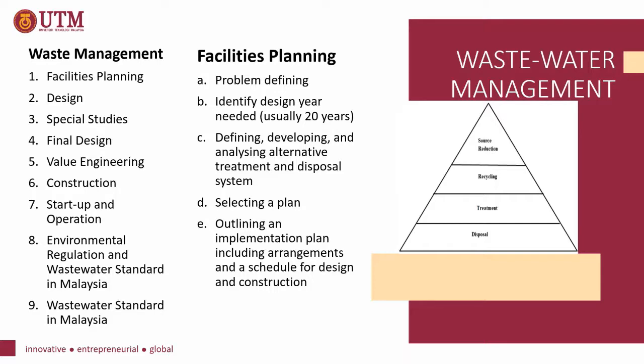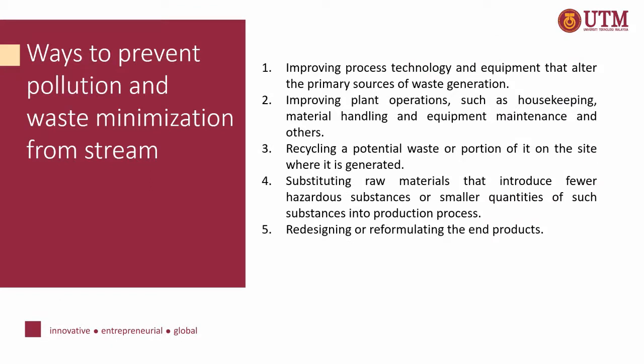ethanol production plant. There are ways to prevent pollution and minimize waste from the stream. First, it can be improved by process, technology, and equipment. Plant operation can also be improved to prevent pollution. Potential waste can also be recycled, and lastly, by redesigning or reformulating the end product.